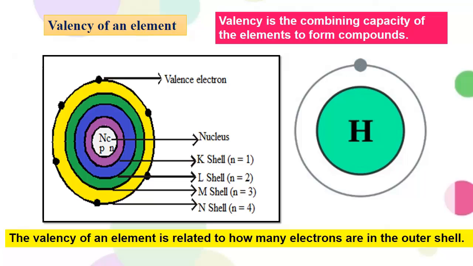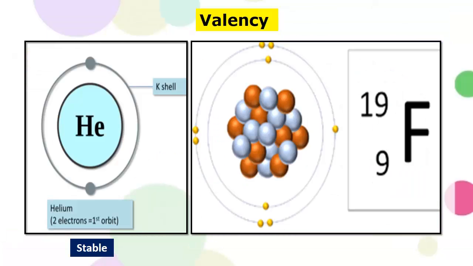Now let us take an example of hydrogen. Hydrogen has only one electron. Now we know the first energy shell is a duplet, meaning it must have 2 electrons. But hydrogen has 1. So hydrogen, to complete the duplet, can combine with one more electron. So the combining capacity is 1. So the valency of hydrogen is 1. Now let's see an example of helium. Helium has 2 electrons in the outermost orbit, that is the K shell. So it's a stable element. It doesn't react with any other elements.